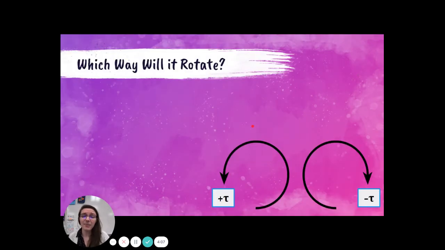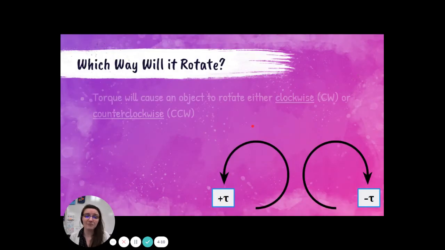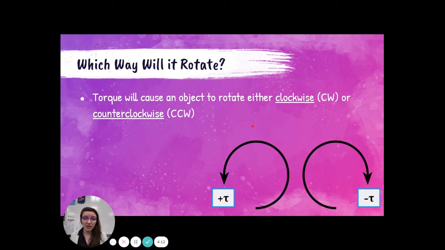How can I tell if this is positive or negative, and which way does it rotate? Torque will cause an object to rotate either clockwise or counterclockwise.